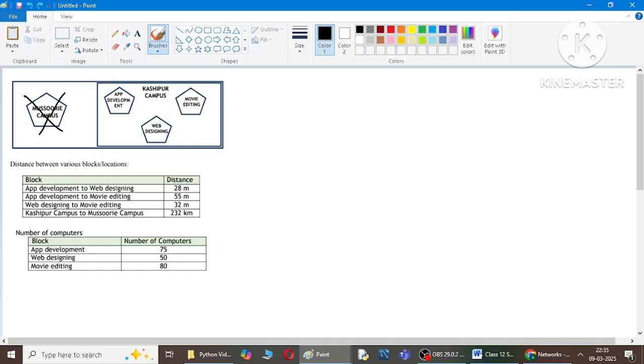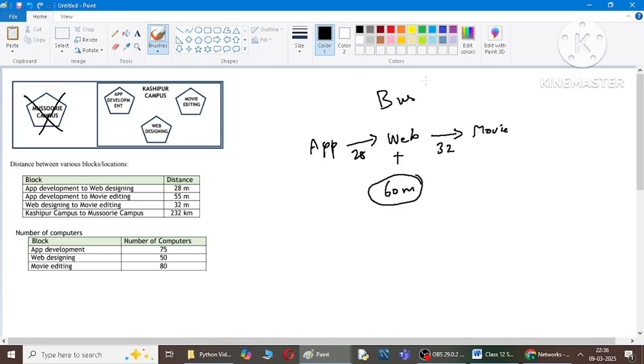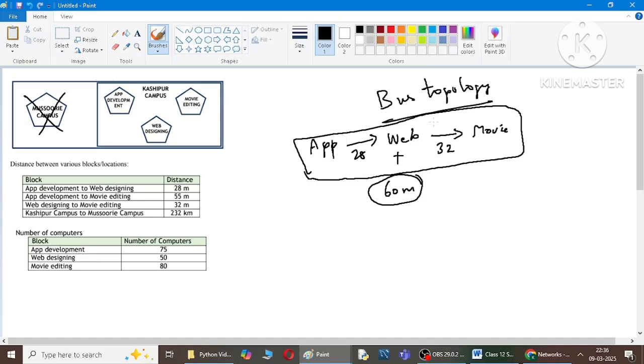So, app development to web designing is 28, web designing to movie is 32. So, the answer is very evident: app to web, web to movie designing. So, this is 28 meters, this is 32 meters. 28 plus 32 is 60 meters. The best possible layout is this layout, which uses bus topology. You should first draw this diagram, and then also mention that the best topology used is bus topology. Fine. Hope you understood this concept.